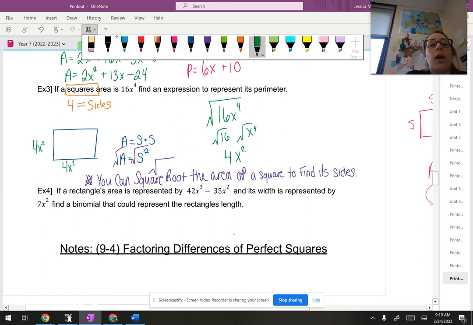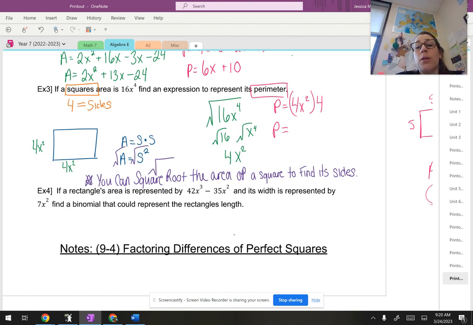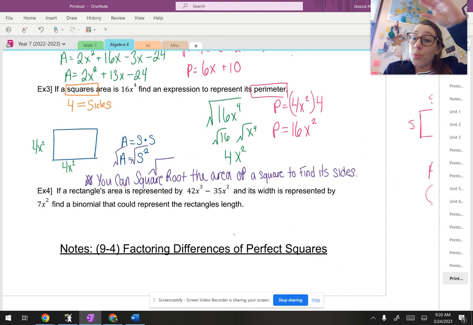However, despite all of our hard work, we have yet to actually answer the question and find the perimeter. 4x squared times 4, you might be thinking, isn't the perimeter just the same as the area? But it's not, because 4x squared times 4, or 4x squared plus 4x squared plus 4x squared plus 4x squared, is 16x squared, not x to the fourth. Apples plus apples plus apples give you apples, not bananas.